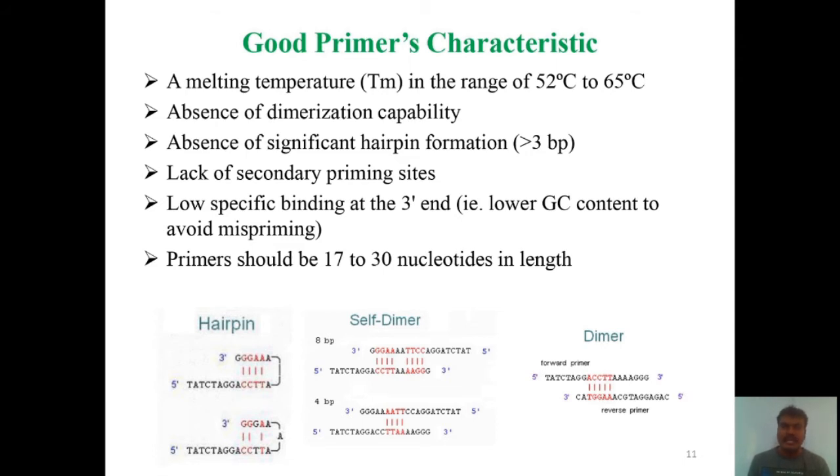It should not have any repeated complementary sequence. For example, in the first picture you can easily see a single primer complementary with its own ends, so it will form hairpin loops. If a hairpin loop forms, it is difficult for the polymerase to access the primer and extend the reaction. So we have to avoid hairpin loop formation, and also self-dimer formation as well as dimer formation. If you are using forward and reverse primers, they should not have any complementarity.